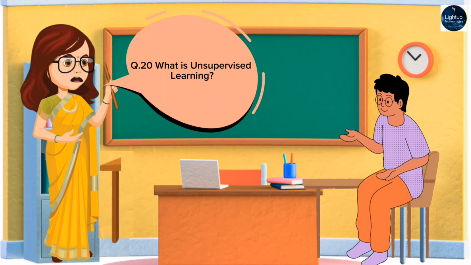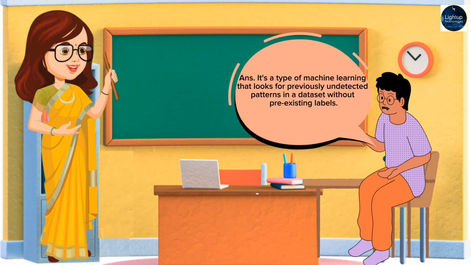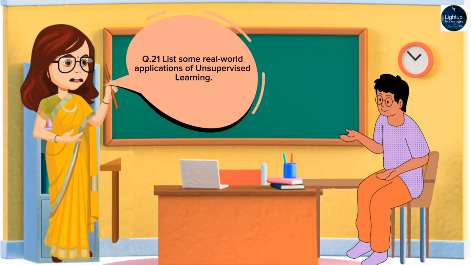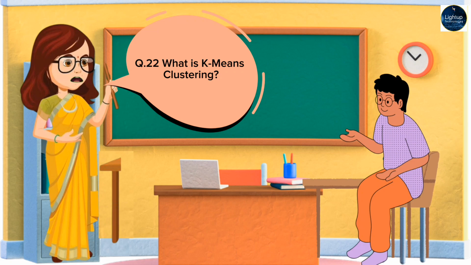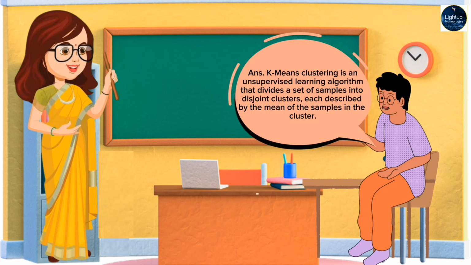What is unsupervised learning? It's a type of machine learning that looks for previously undetected patterns in a dataset without pre-existing labels. List some real-world applications of unsupervised learning. Applications include market segmentation, anomaly detection, and organizing large volumes of complex data. What is K-means clustering? K-means clustering is an unsupervised learning algorithm that divides a set of samples into disjoint clusters, each described by the mean of the samples in the cluster.